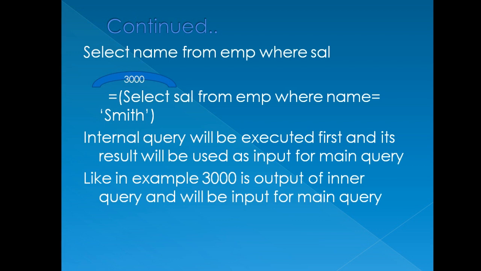We write subqueries instead of values when we are not sure about the exact data to be fetched. Like in this case, I had only one clue that his salary is the same as Smith's salary. So first I have to fetch Smith's salary, and then whoever has a salary equal to it is the person I'm looking for. The internal query will be executed first and its result will be used as input for the main query. Like in this example, 3000 is the output of the internal query and will be the input of the external query. So this is how subqueries work.